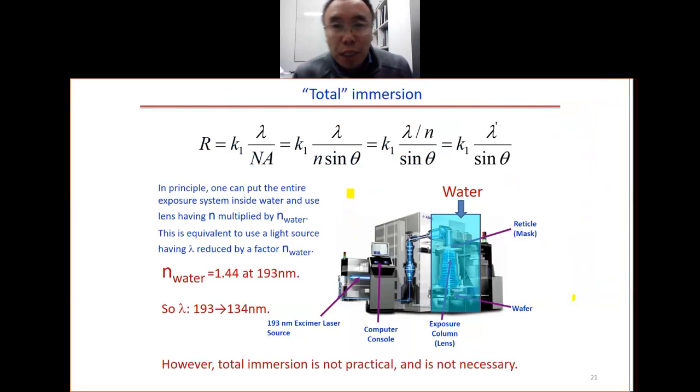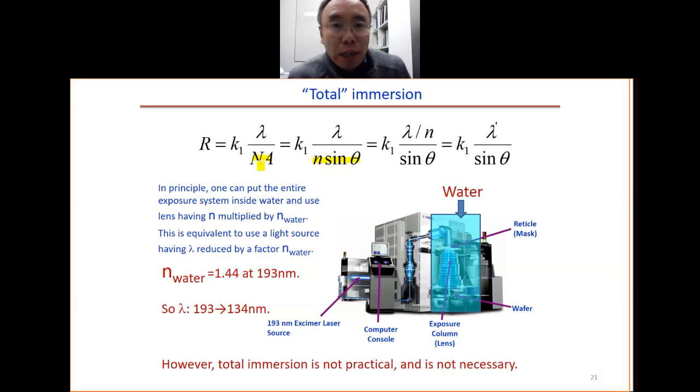So what is immersion lithography? The idea is simple. You can imagine there are two ways to think about this. First, you think about numerical aperture, which is given by n sine theta. When you have a refractive index higher than 1, you get a higher numerical aperture.